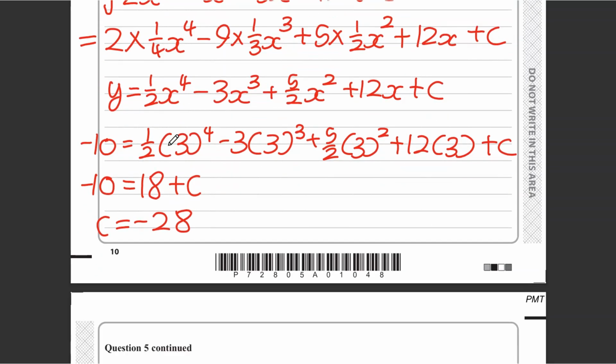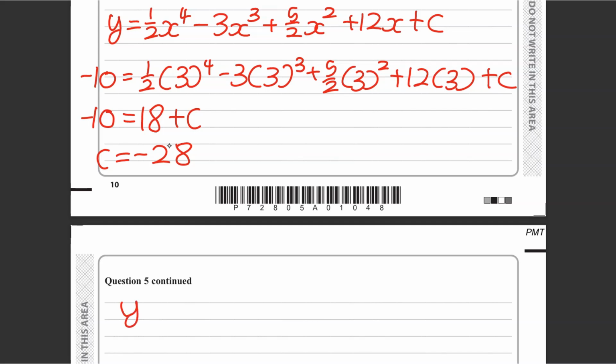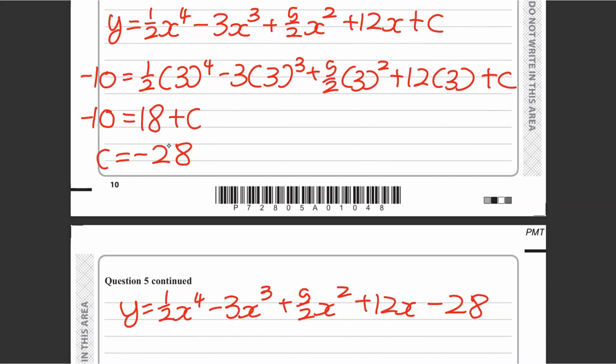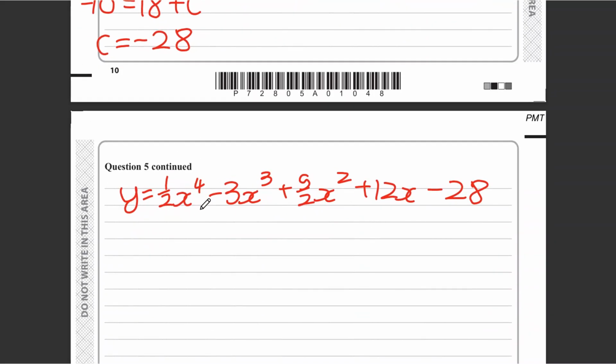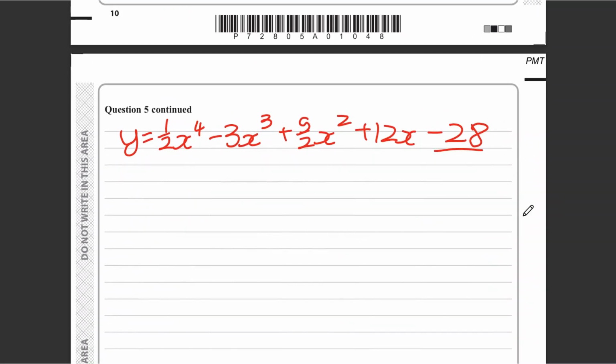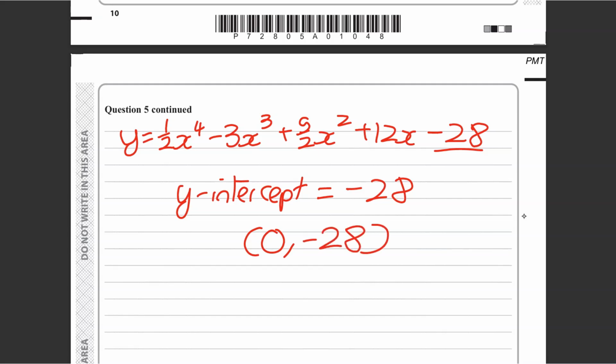So therefore, if we write out this full equation, it's going to be y is equal to a half x to the power of 4 minus 3x to the power of 3 plus 5 over 2 x squared plus 12x minus 28. So we need to find the y-intercept here. Well, with polynomials like this, this is a quartic, the y-intercept is just going to be this constant at the end. So therefore the y-intercept is equal to minus 28, or this coordinate is going to be (0, minus 28).